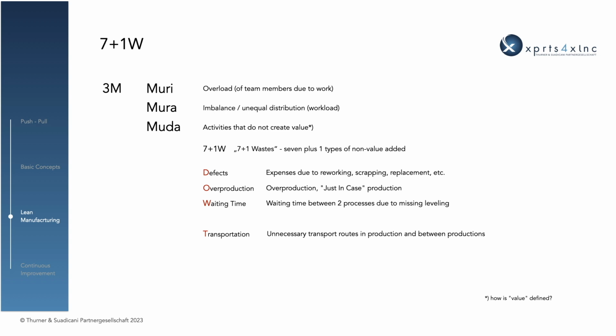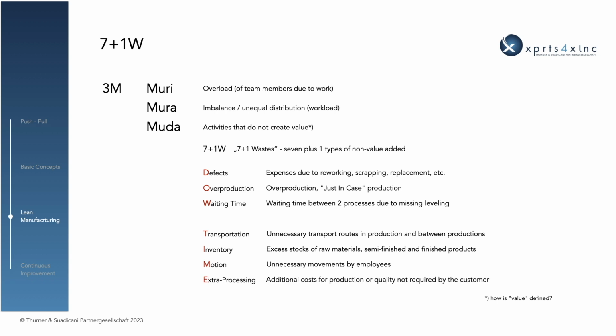Transportation, unnecessary transport routes in production and between productions. Inventory, excess stocks of raw materials, semi-finished and finished products. Motion, unnecessary movements by employees. Extra processing, additional costs for production or quality not required by the customer.